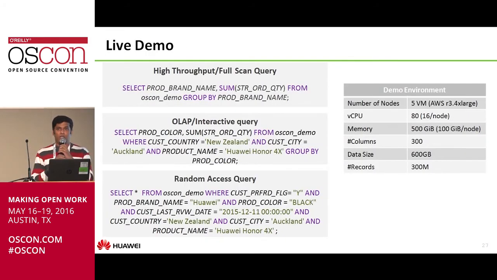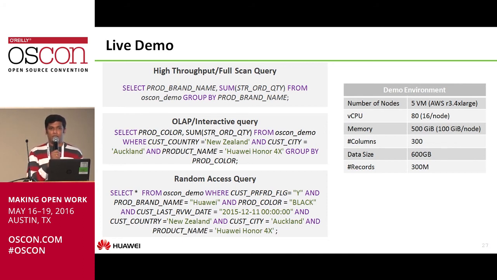So now I'll give you a quick live demonstration of Carbon versus existing popular columnar formats. For the purpose of this demonstration, we have created a cluster of 5 VMs in AWS. We have used R3 4xlarge nodes. Each node has around 16 vCores. Totally, we have 80 cores. And we have allocated around 100 GB per node. So we have a total of 500 GB.